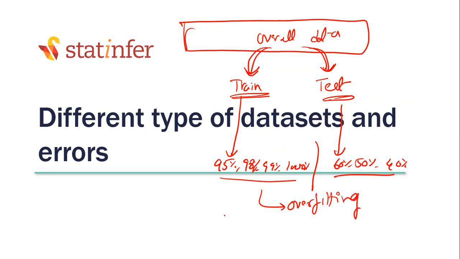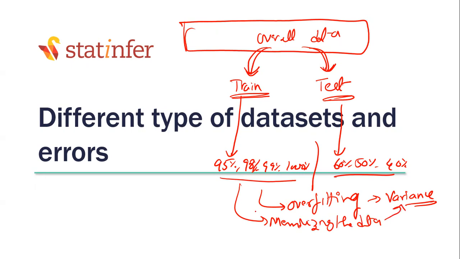If you are building a decision tree, in which scenario does overfitting happen? When the max depth is too much, when the tree is too big, isn't it? Overfitted models are known as models with a lot of variance. Why? If you change the data, the model changes, because the model is memorizing the data. That's why these models are known as models with a lot of variance.